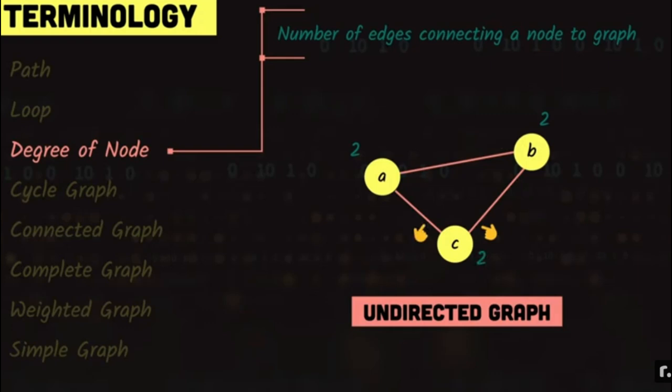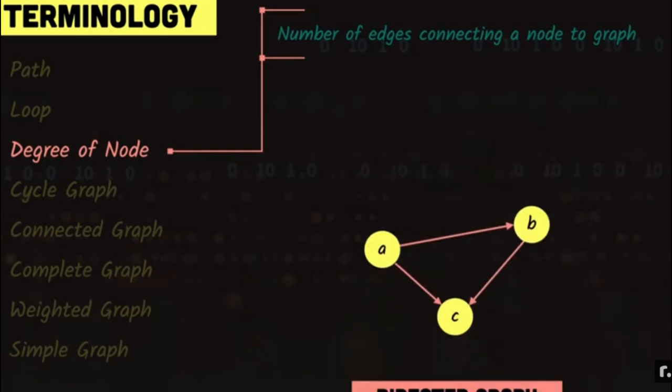So let's say that we have a loop on the node B here. When counting the number of edges, a loop is counted as 2. So for example, in this case, we have 2 normal edges, so we'll take 2 for these, and then we have a loop, so we'll add another 2. So 2 plus 2 is equal to 4, so the degree of node B here would be 4.